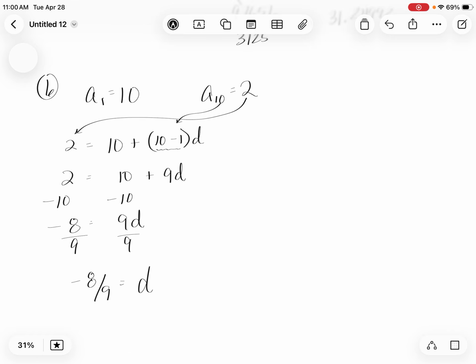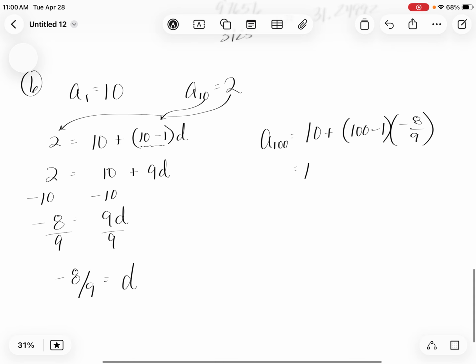So now to figure out your equation, to find the 100th term, we know the first term is 10. We're putting in 100 to get it, and our common difference is negative 8 over 9. It's important, again, that you put that difference in parentheses so that you show multiplication between those last two parts. Otherwise, you'll have that wrong.